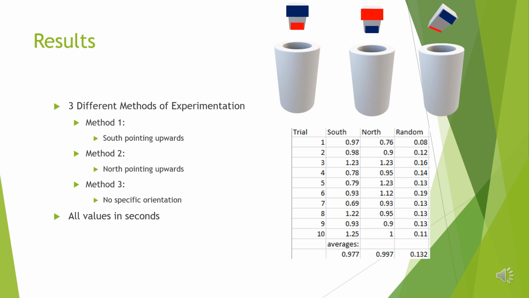For the actual experiment, we had 3 different orientations of the bar magnet. The first one was the south pointing upwards, the second one was the north pointing upwards, and the third one was there was no specific orientation. And so we conducted 10 trials and recorded the amount of time that the bar magnet took to fall through the tube, and all the values are shown in the table, and they're all in seconds.